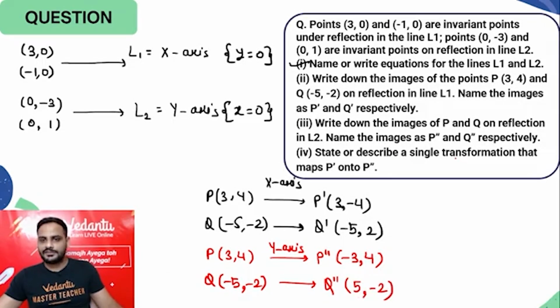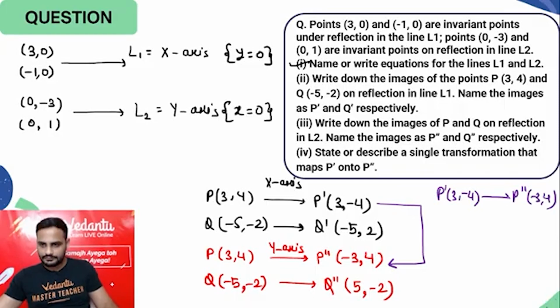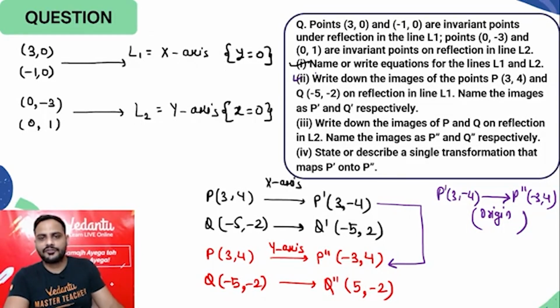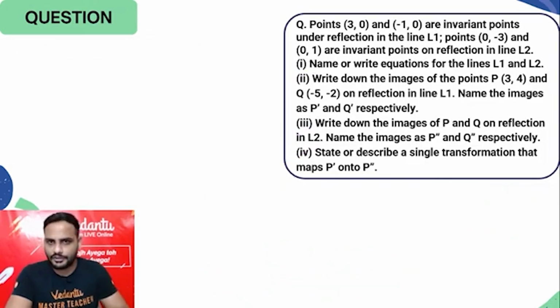Name a single transformation that maps P dash to P double dash. If we have to go from P dash to P double dash through a single transformation. So look, P dash is 3, minus 4. P double dash is minus 3 comma 4. So you can see under this transformation both x and y are changing the sign, so that means origin. If we do reflection under origin, directly you can get P dash to P double dash. Okay, easy peasy. These are the kind of questions which are asked from the reflection topic.